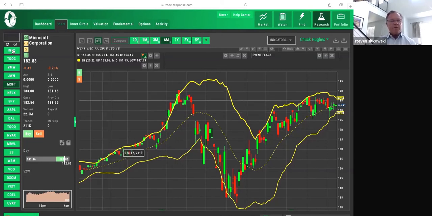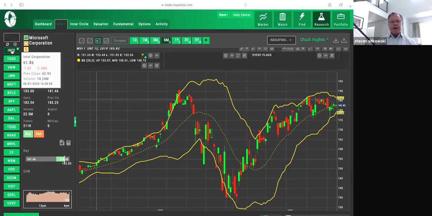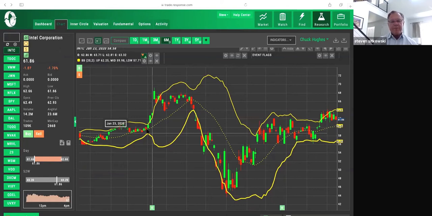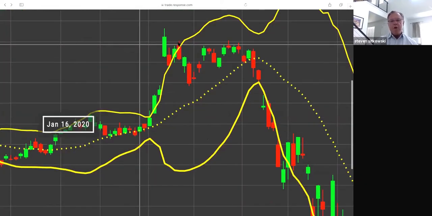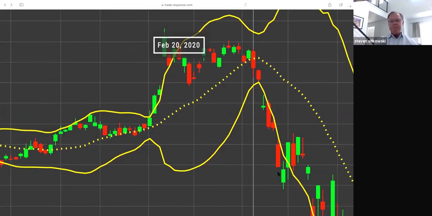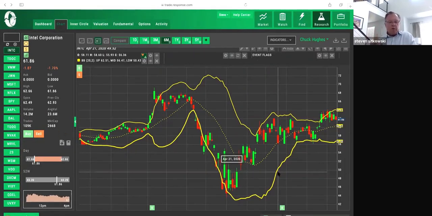So that was Microsoft. Let's look at Intel. Oh, a couple of obvious squeezes. Look at the squeeze right here. See that? And what happened? Boom, that thing popped to the upside. Then you get a squeeze right here. What did it do? Boom, it popped to the downside. Now, very important. When we get a squeeze, it just means we're going to have increased volatility. It doesn't tell us the direction, so we've got to watch for that.